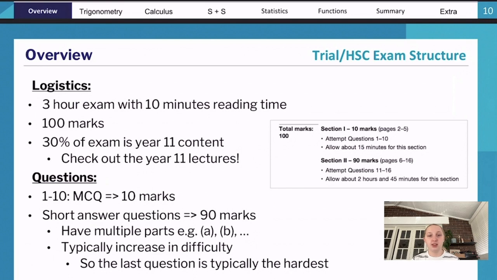You want to be checking out some of the year 11 lectures. They're not too long, and looking at those lectures will help you get a broad picture of what you want to be remembering from year 11. But you don't want to spend too much time focusing on that year 11 stuff, because all in all, 70% of your exam is still year 12.